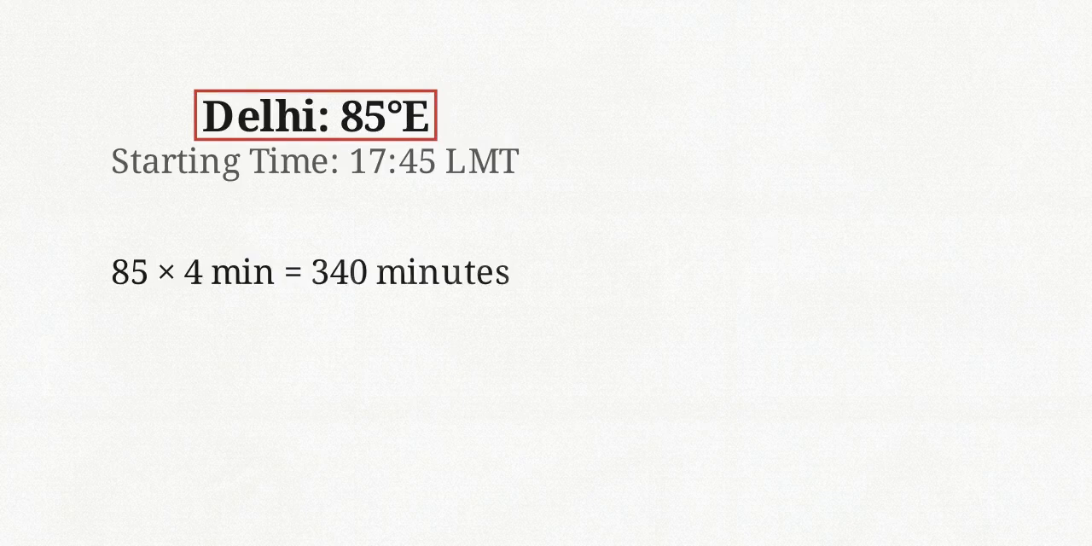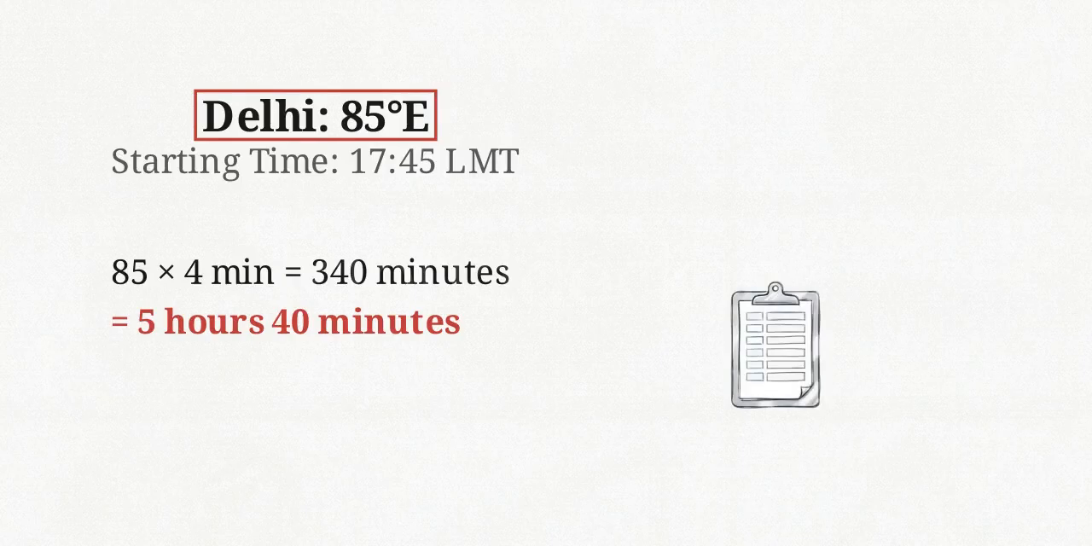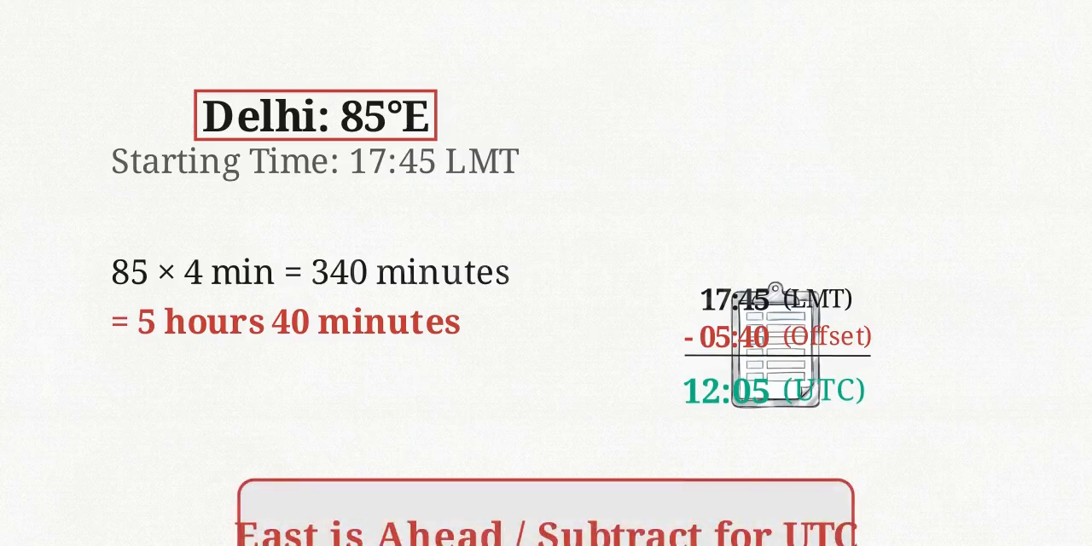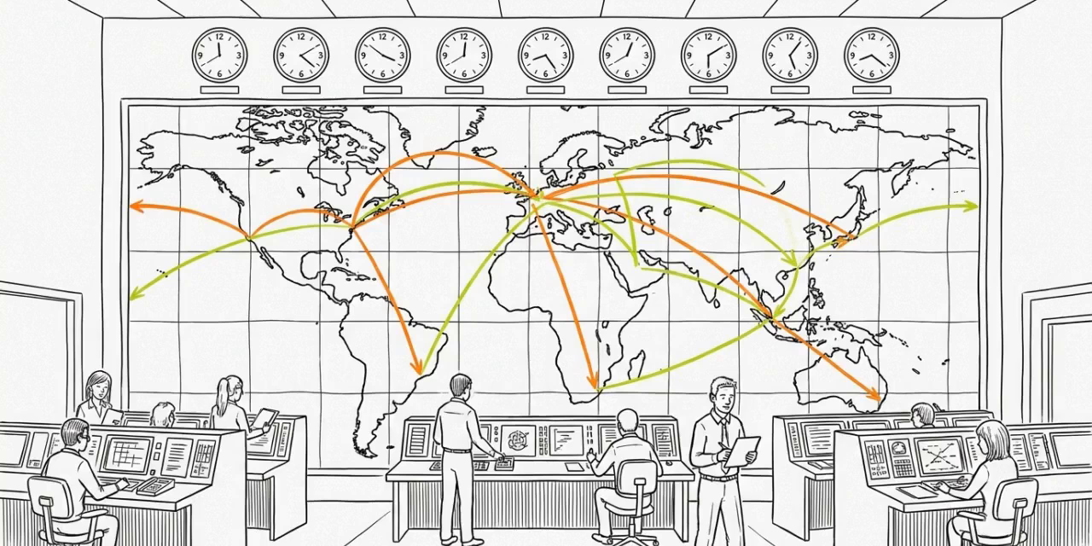First, convert the arc to time. 85 degrees multiplied by 4 minutes equals 340 minutes, or 5 hours and 40 minutes. Because Delhi is east, its local time is ahead. We subtract 5 hours and 40 minutes from 17:45, which gives us a UTC time of 12:05. Correctly identifying whether a location is ahead or behind UTC ensures flight plans stay synchronized across global air traffic control zones.